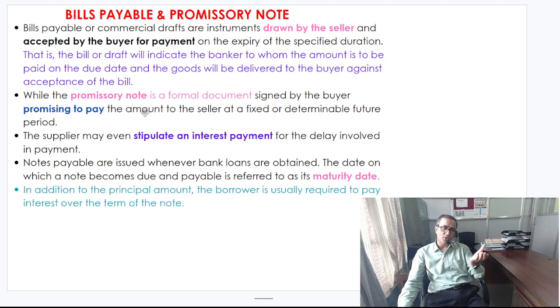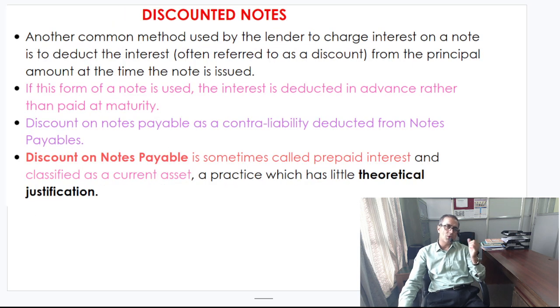While the promissory note is a formal document where the buyer promises to pay the dues together with the interest. But remember, if you are unable to pay within the provided period, then the supplier could also charge additional interest. You need to note that, because the banker would take the credit risk. That's why they are charging the interest. Okay. Now, what about the discounted notes?